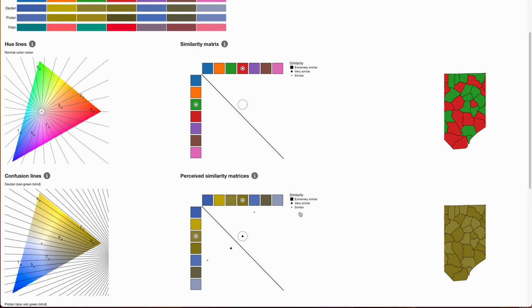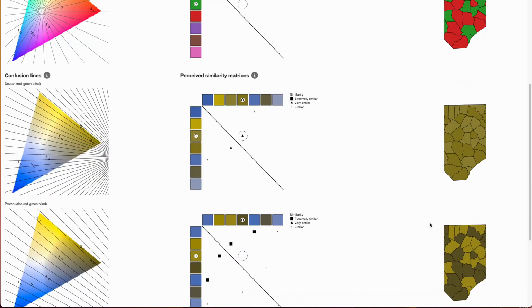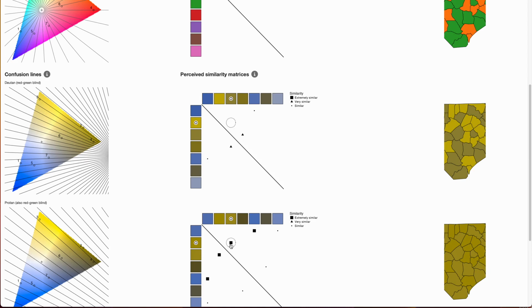Behind that there are similarity, like distance measures between any two colors. So for instance, these red and green are perceived very well by people with normal color vision. However, a triangle means very similar. So indeed, depending on the screen that you're using, on my screen, it's possible to distinguish them. It's hard. The squares are even harder.